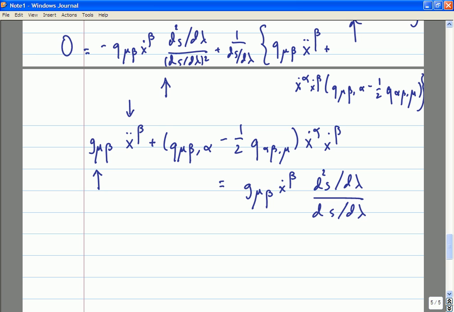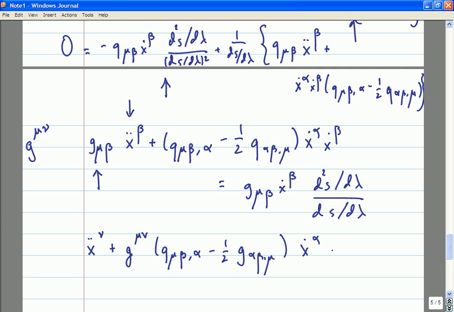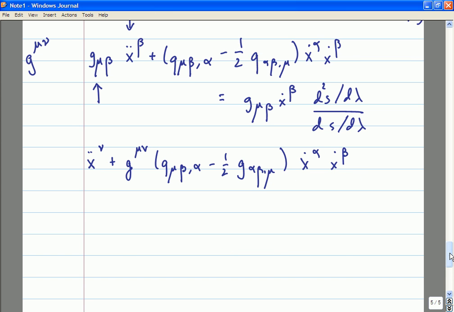So, for example, I could multiply this whole thing through by g mu nu, say. And what will I get? I'll get x double dot nu plus g mu nu (g mu beta comma alpha minus 1/2 g alpha beta comma mu) x dot alpha x dot beta is equal to x dot nu, d squared s by d lambda squared over ds by d lambda.